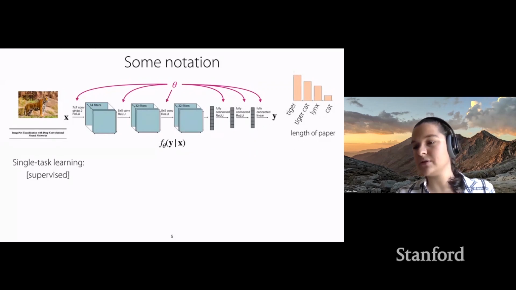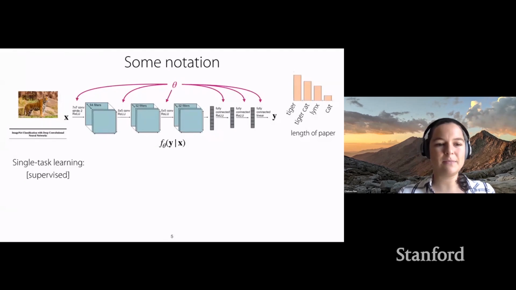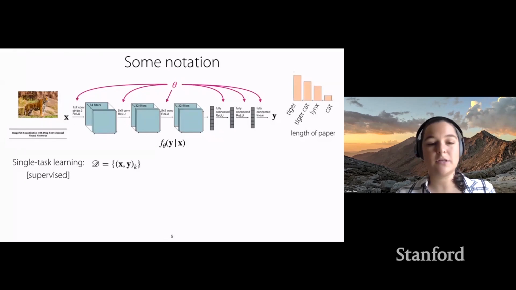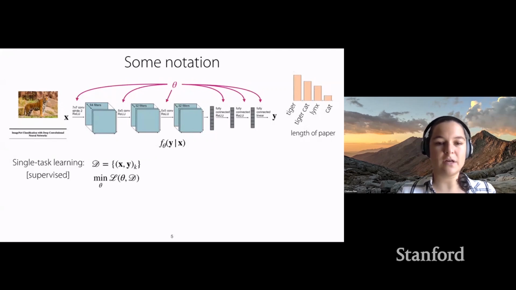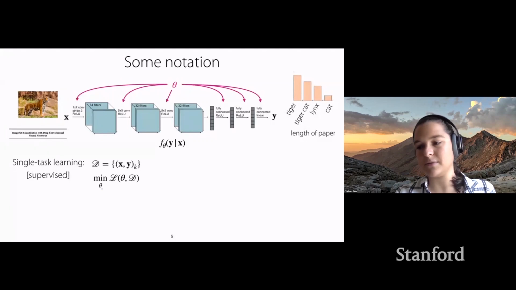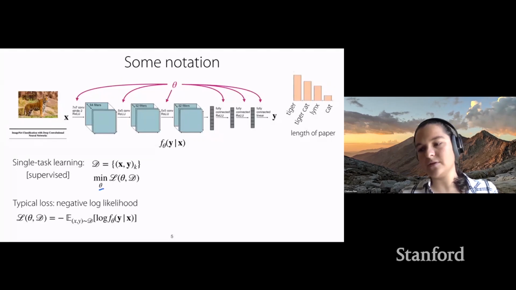If you were to do single task learning, such as predicting the label of an image, then we would typically assume that we have a data set of input-output pairs. We would formulate some loss function that may correspond to the negative log likelihood, such as a cross entropy loss or mean squared error, and then try to minimize this objective function, searching over the parameters theta. Your loss function might look something like this, and typically you optimize it with stochastic gradient descent or your favorite optimizer.